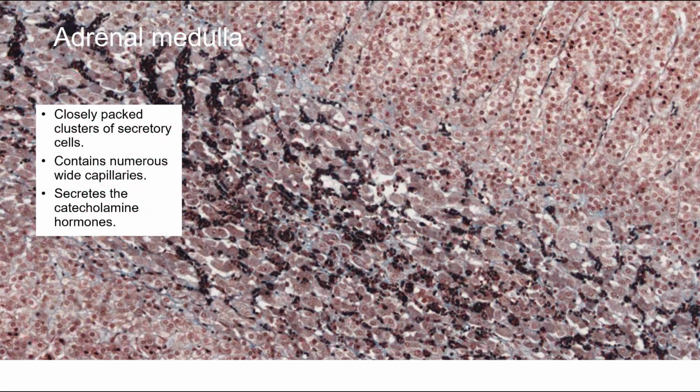Now let's deal with the medulla. This is a special stain which shows RBCs to appear black in color. We can see a lot of RBCs here in the cortex. Look at these sinusoidal capillaries in the cortex, longitudinally arranged. There are a lot of sinusoidal capillaries in the medulla as well. The cells of the medulla form clusters, and they secrete catecholamine hormones, adrenaline and noradrenaline, or epinephrine and norepinephrine.